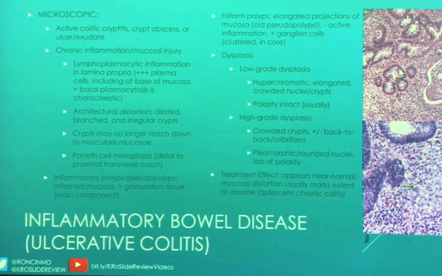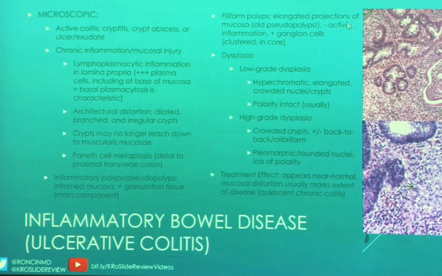You will have architectural distortion with chronic colitis. So the crypts may be dilated or branched and also irregular in appearance. So again, they start having these appearances of young children trying to draw animals and those kind of things. The crypts no longer reach down to the muscularis mucosae, again because those plasma cells are pushing them up, and you can see Paneth cell metaplasia.